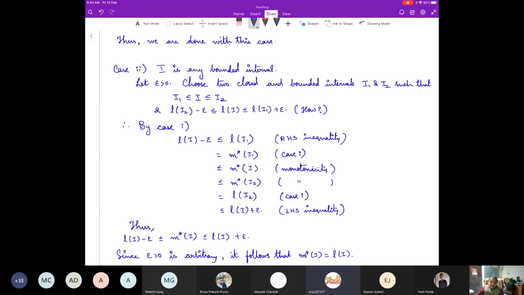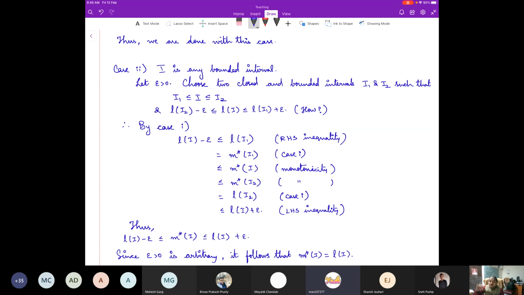But the length function increases with inclusion: if I1 is a subset of I2 and the length of I is less than or equal to the length of I2, I have subtracted epsilon. They are very close. That's what I wanted to say. The intervals I1 and I2 are very close, and therefore this happens. Fine? Is that clear?